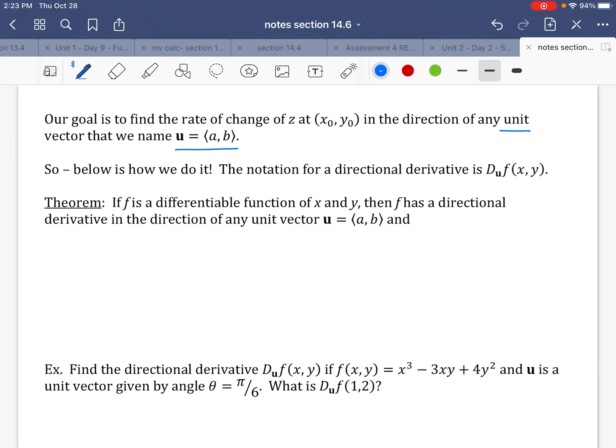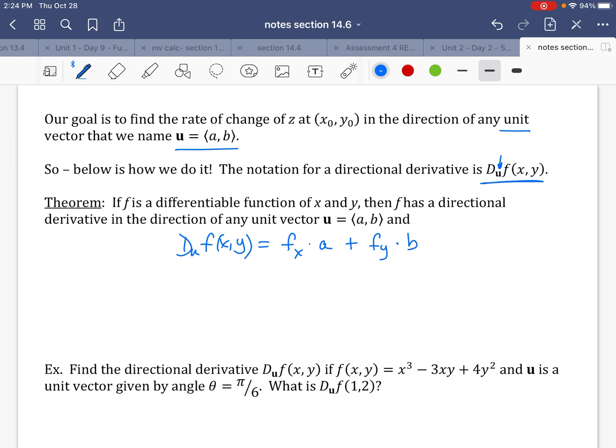Below is how we do it. The notation for the directional derivative is right here. That is the directional derivative with respect to u, because that's the direction you're going in, of f(x,y). So here's what we do. D_u f(x,y) is going to be this: you have the derivative of your function with respect to x, multiplied by a, the first part of your u vector, plus the derivative with respect to y, multiplied by b.